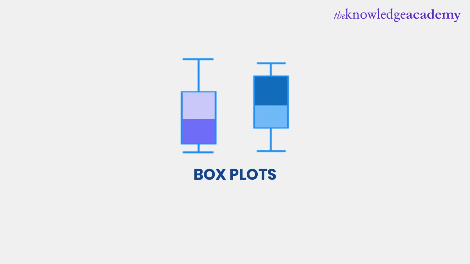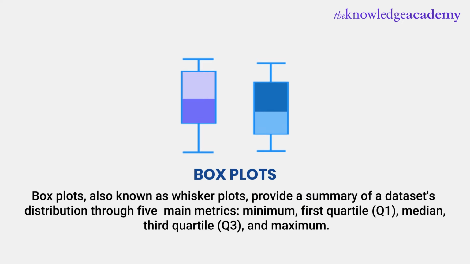Moving on to box plots. Box plots, also known as whisker plots, provide a summary of a dataset's distribution through five main metrics, that is minimum, first quartile or Q1, median, third quartile or Q3, and maximum. They're especially useful for comparing distributions and identifying outliers.